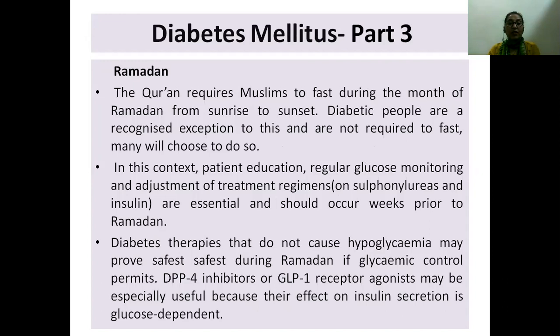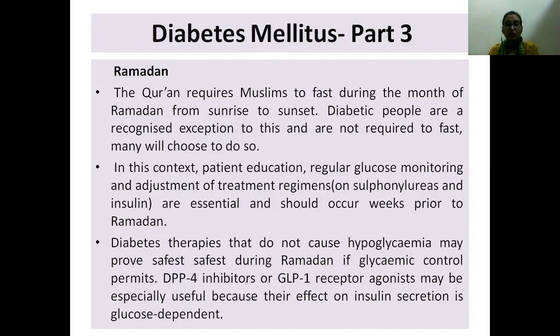Now, Ramadan. Ramadan is a very important phase, a festival period before Eid for Muslims, and they fast for the whole month from sunrise to sunset. That one month of fasting is called Ramadan. Diabetic people are recognized as an exception to this, and they are not required to fast, but many will choose to do so. In this context, patient education, regular glucose monitoring, and adjustment of treatment regimens are needed for those on sulfonylureas and insulin, because in both conditions there is a risk of hypoglycemia.